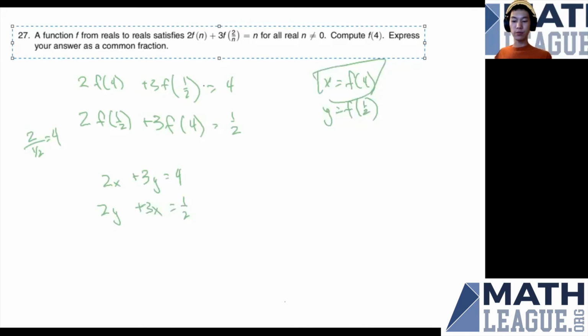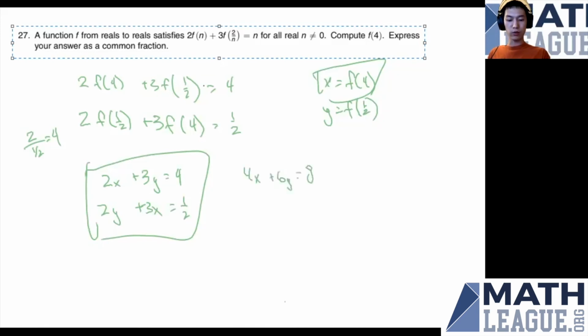It's a find x problem where we have two lines, and now we just want to figure out where these lines intersect. We can solve the system of equations. Besides just playing around to get here, this is the hardest part because you don't want to mess up. So we'll have 4x plus 6y is equal to 8, and the bottom one will have 6y plus 9x is equal to 3/2.